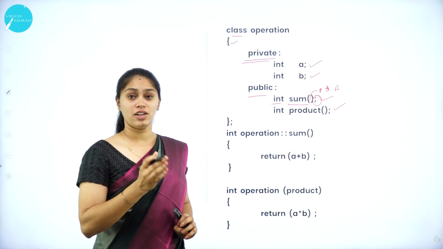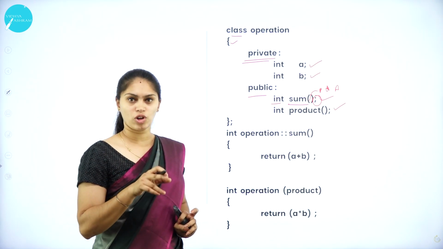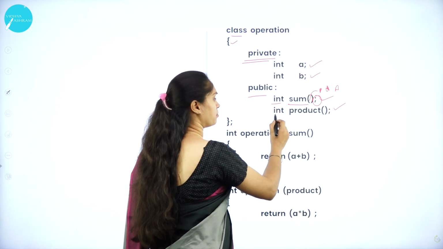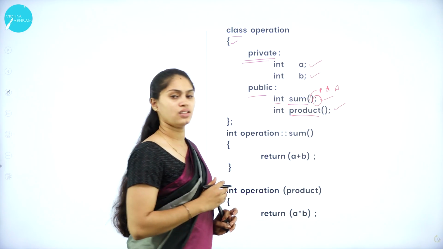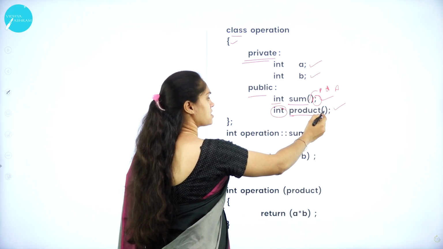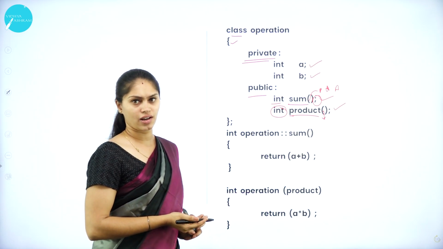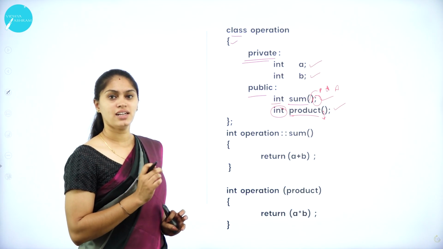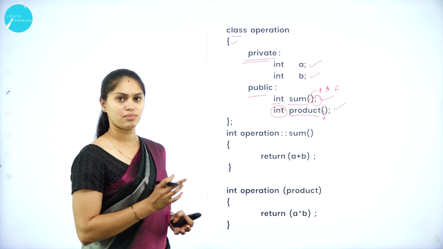Semicolon indicates the end of the declaration. So if I want to define, then there must be no semicolon. In the same way, I am declaring one more member function, that is product, of the data type integer, and this contains no parameters or arguments, and this semicolon indicates the end of that declaration called the product member function.